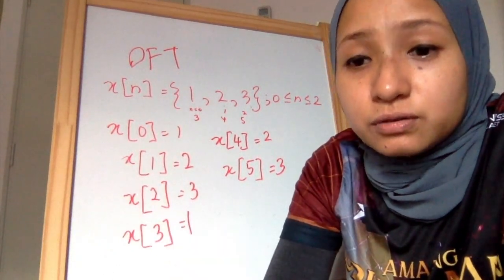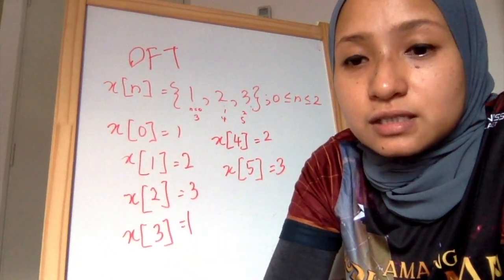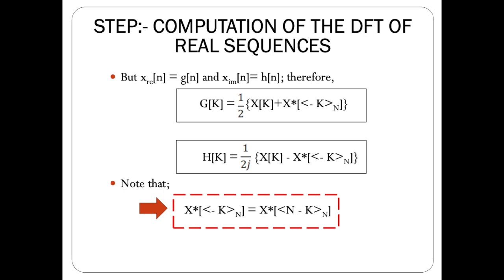So how to do that? Okay, refer to this equation. Again, the GK equation is actually a conjugate symmetric equation. The HK equation is actually a conjugate antisymmetric equation.